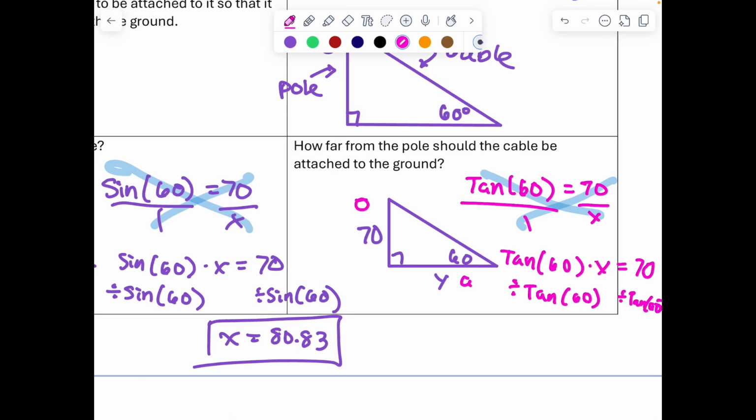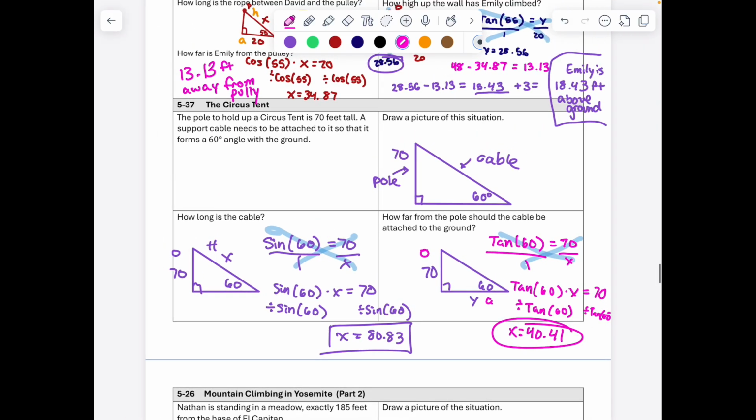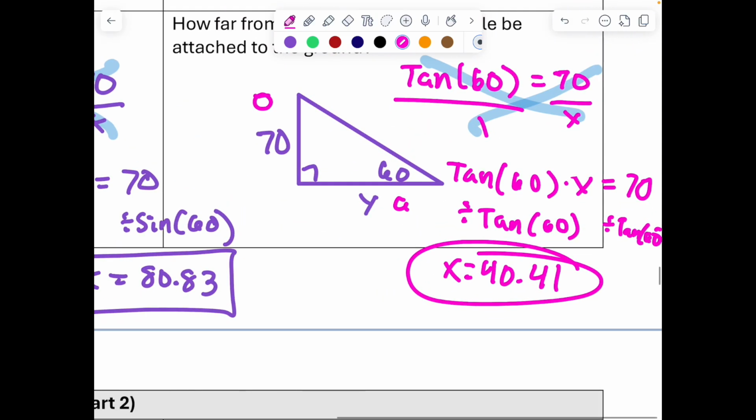Running out of room there. So 70 divided by the tangent of 60, that is going to get us 40.41. Okay, and I'm sorry, that is y, isn't it? So that's right there.